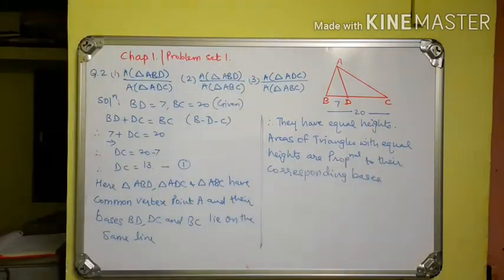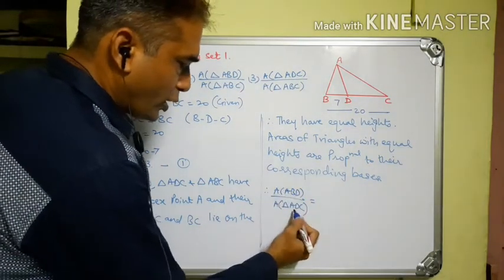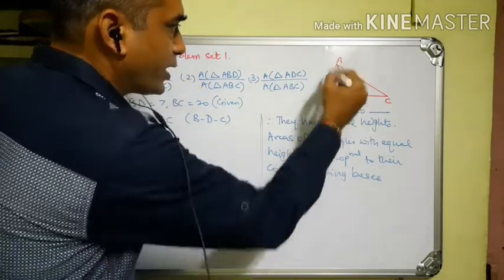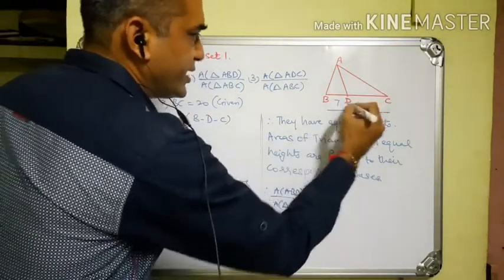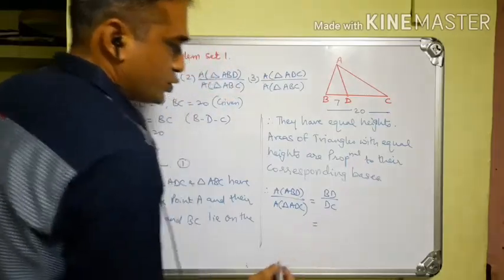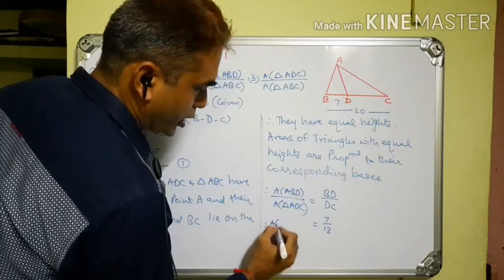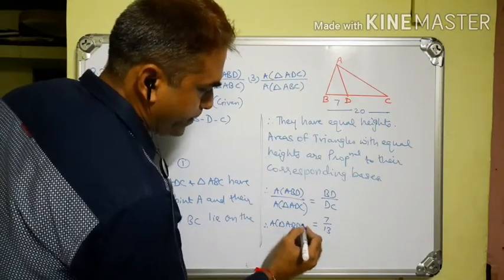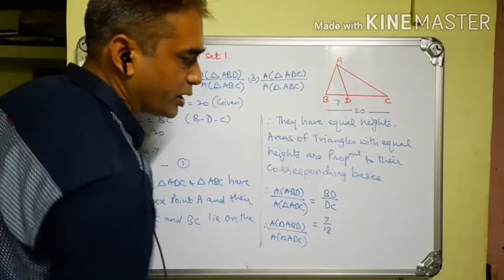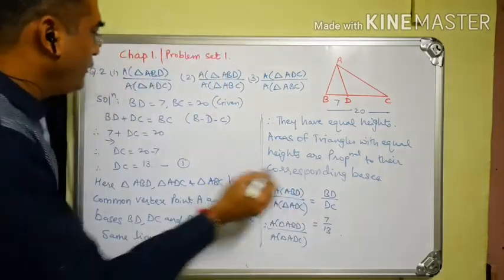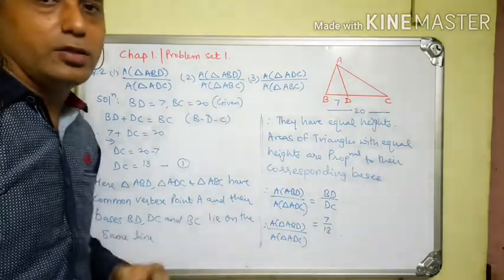So area of triangle ABD upon area of triangle ADC. The base of triangle ABD is BD and base of triangle ADC is DC. So BD is 7 and DC is 13. Therefore, area of triangle ABD upon area of triangle ADC equals 7 upon 13. Now this is the answer of the first sub question. In this way you can find the ratio of these triangles. Okay.